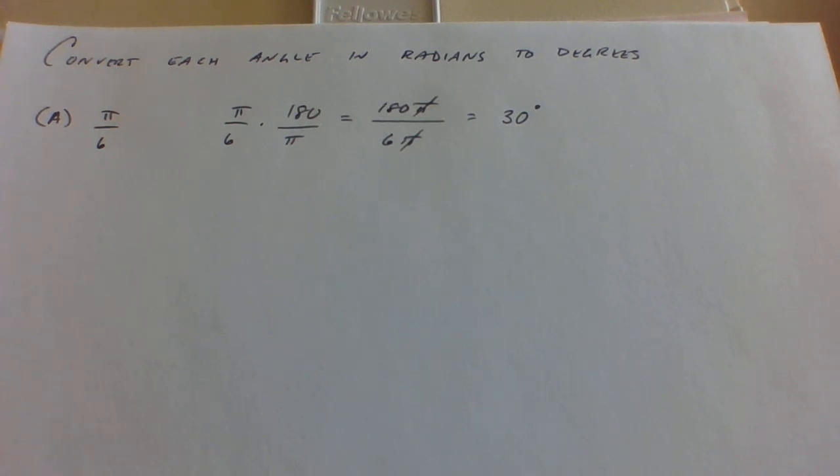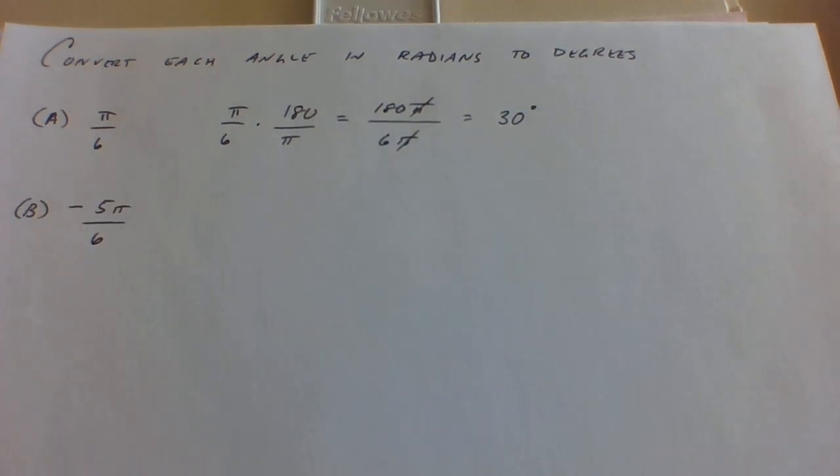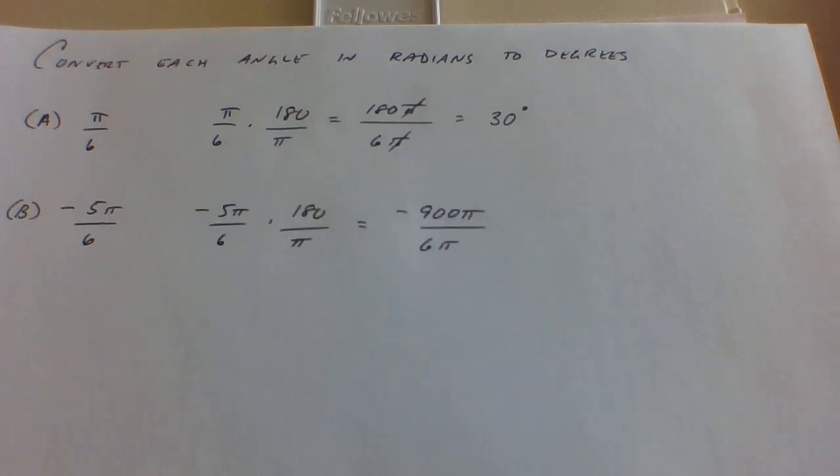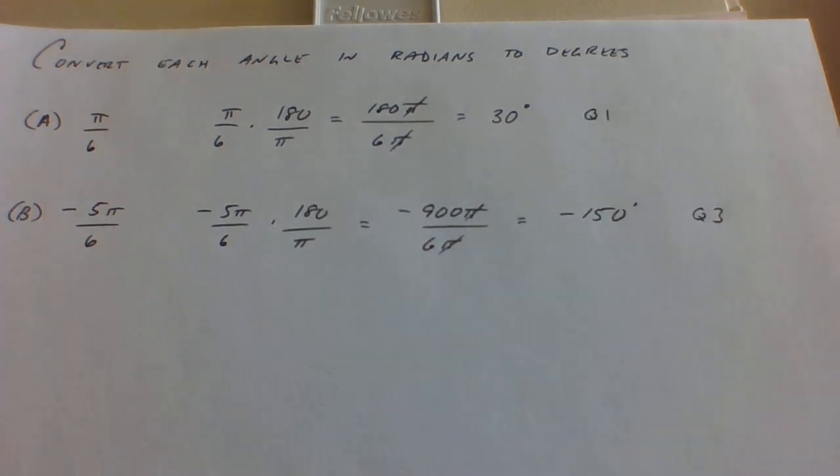This one will come out to be a 30-degree angle. It's positive, so it's going to be opening upward, and when we draw the angle, this one should be drawn in quadrant 1. Let's take a look at this next one. We have negative 5 pi over 6. Again, I want to multiply this fraction by 180 over pi. This is going to give me negative 900 pi on top, 6 pi on the bottom, and now I can reduce this. This is going to give me an angle measure of negative 150 degrees. Keep in mind, if I'm starting from standard position, this angle is going to be drawn downward and should end up in quadrant 3.